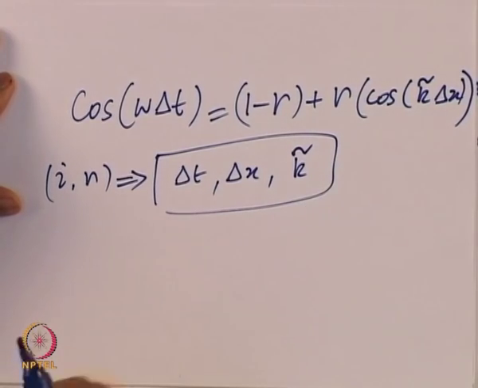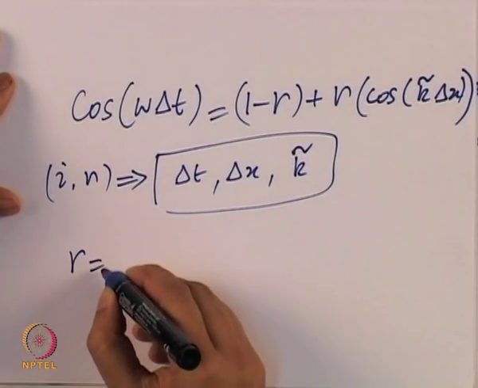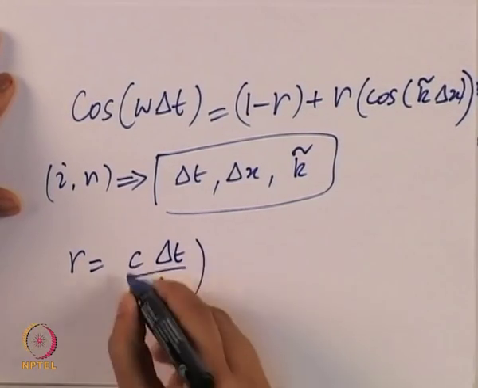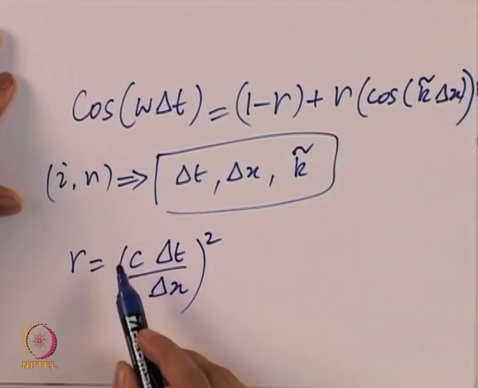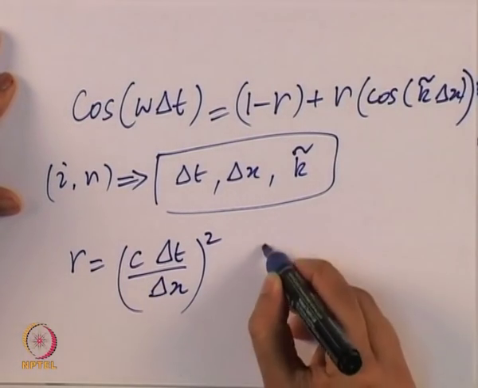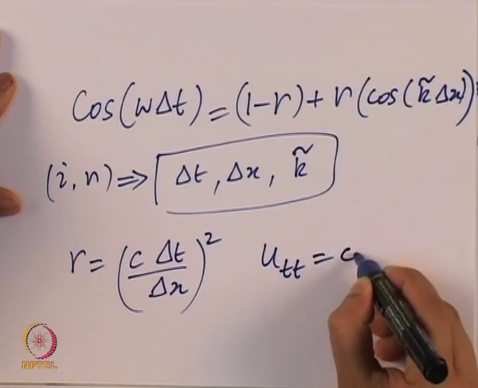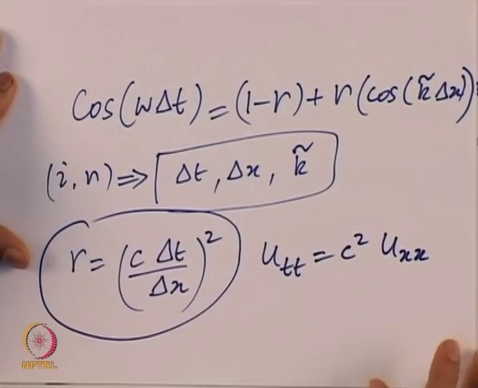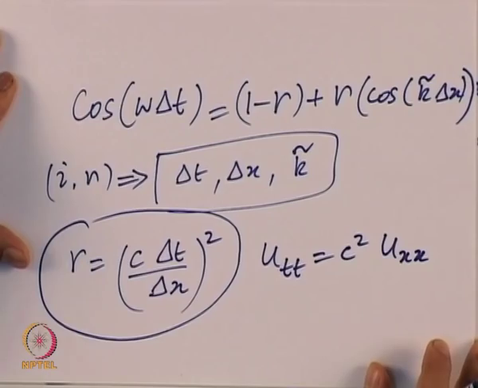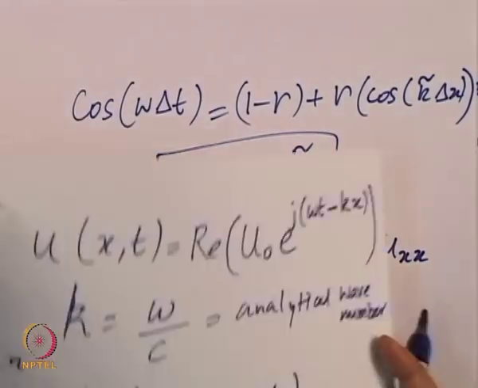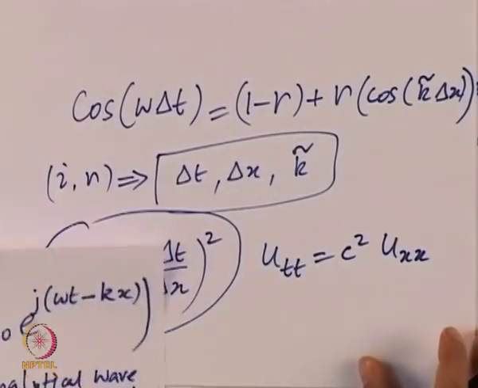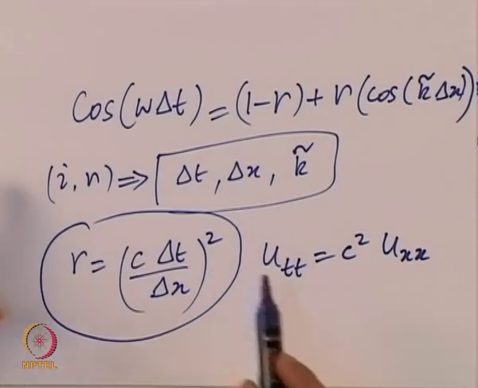And don't forget, the r here is the same r that we saw before. It is nothing but c delta t by delta x. We saw this in the earlier examples for this particular problem, where u double t is equal to c square u double x. The value of r is given by this expression. So substituting the numerical value of u of i into the finite difference equation, we end up with the expression given here.